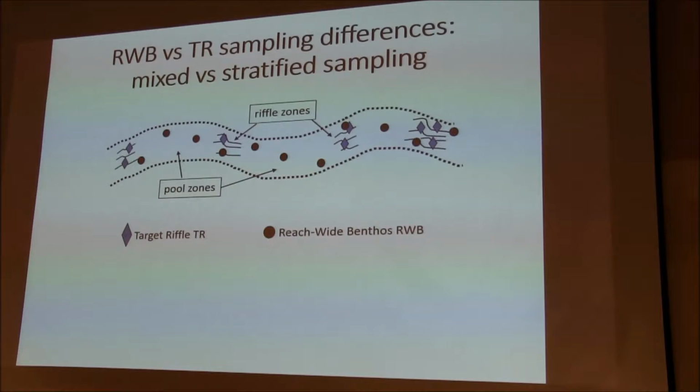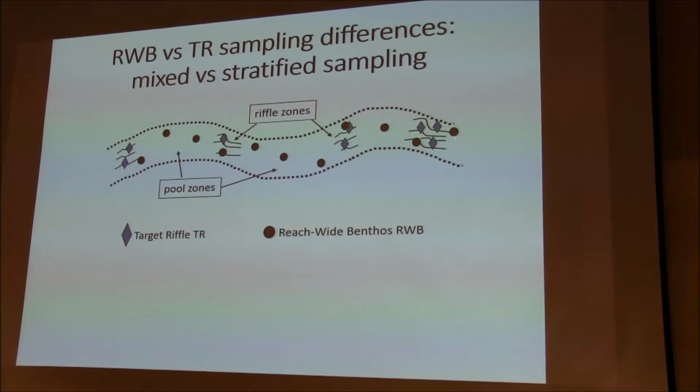So the first thing I want to do is just review some of these sampling differences. So this graphic here shows you the positioning of target riffle stratified samples as opposed to what happens when you do the reachwide benthos sampling. So this simplistic schematic here is showing riffle zones with these wavy lines here. And of course your diamond target riffle sampling occurs only in those riffle zones.